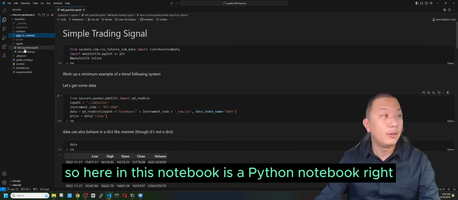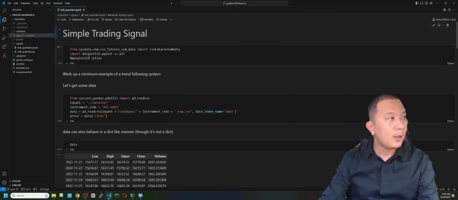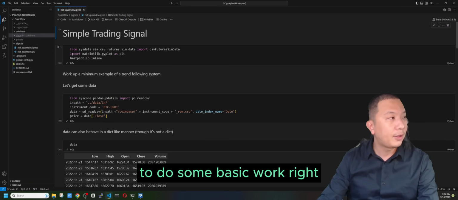So here in this notebook, it's a Python notebook, right? If you see the first few lines, we were using the PySystematicTrade library to do some basic work, right?